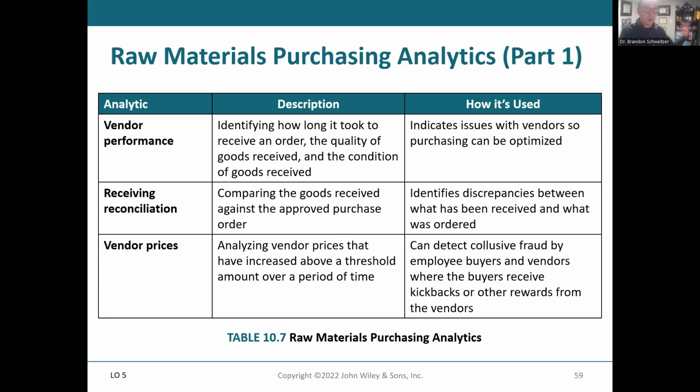And looking more at the analytics, so vendor performance. How long did it take to receive the order when it was issued? What was the condition it was received in? That all ties back to vendor performance. Receiving reconciliation, what was received against the purchase order, everything needs to match, right? And of course, vendor prices. As prices change from our vendors, making sure that we're updating those changes accordingly, really, really important.